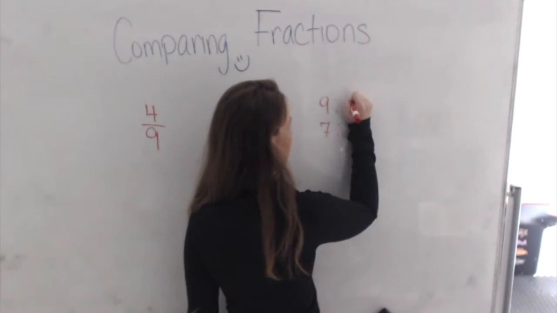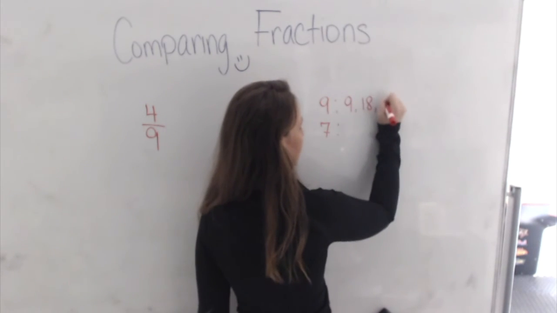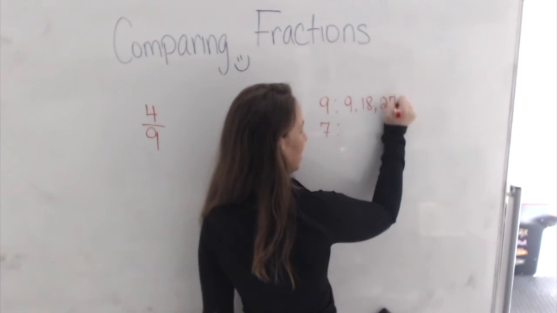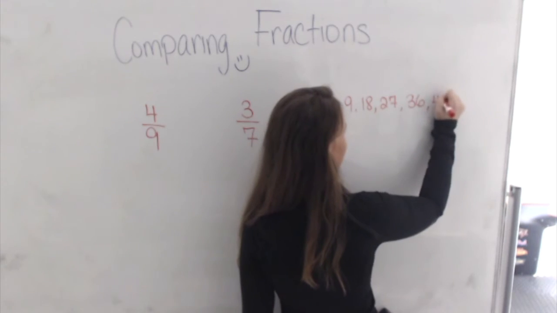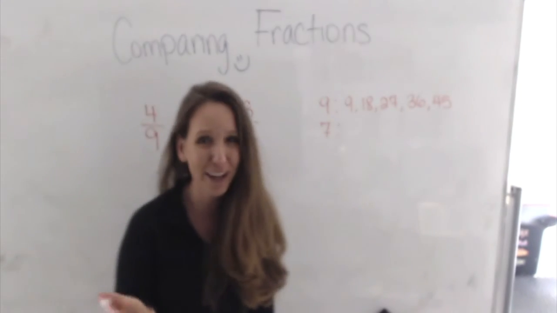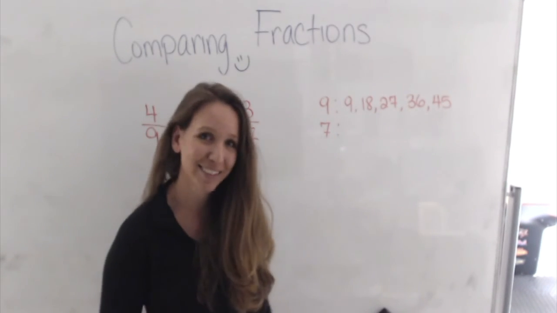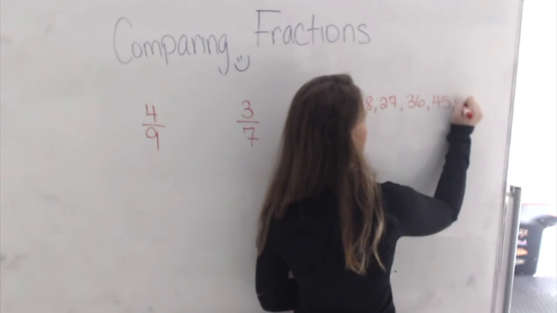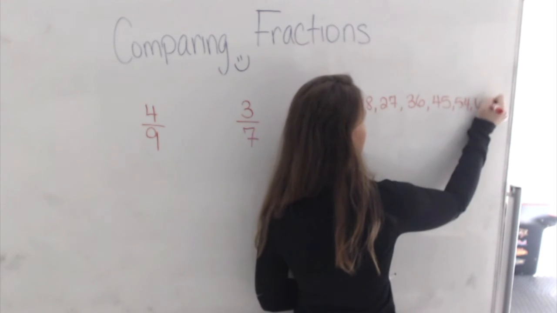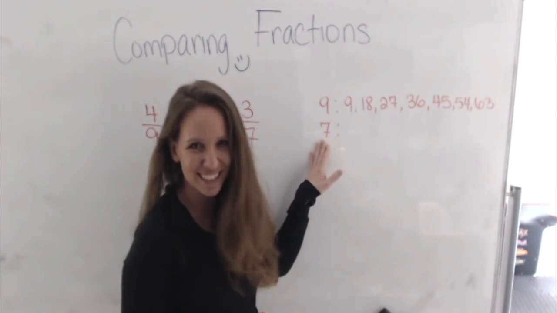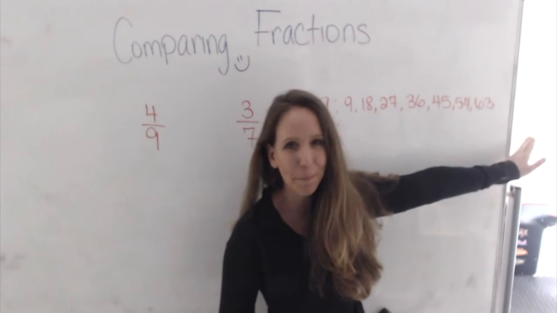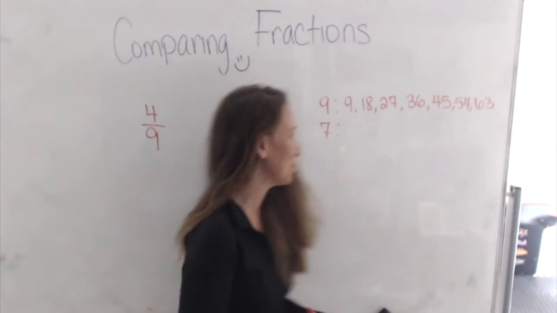9 times 1 is 9, 9 times 2 is 18, 9 times 3 is 27, 9 times 4 is 36, 9 times 5 is 45. If you get stuck and you don't know where you are, just keep adding 9. 54, 63. Oh, I do know 63. 9 times 7 is 63. So I know that's the biggest number I'm going to need.